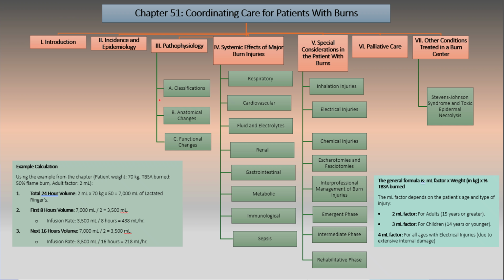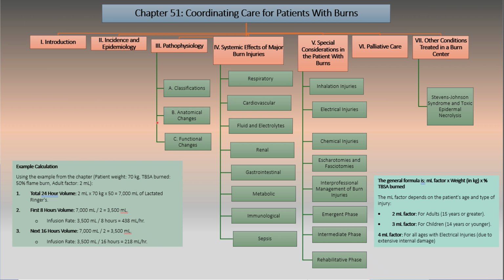We call it TBSA percentage, just as a shortcut. So it's a rule of palm, rule of nines, along with the Berkow classification. Then we have the severity: inhalation injury, age, past medical history, location.